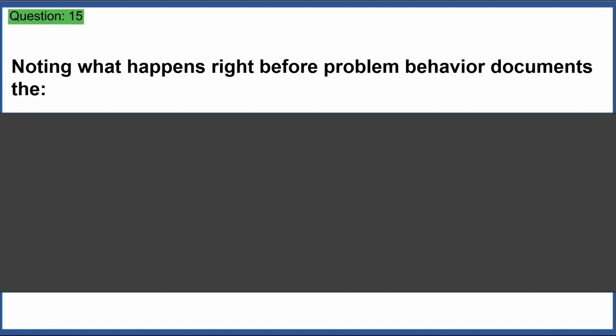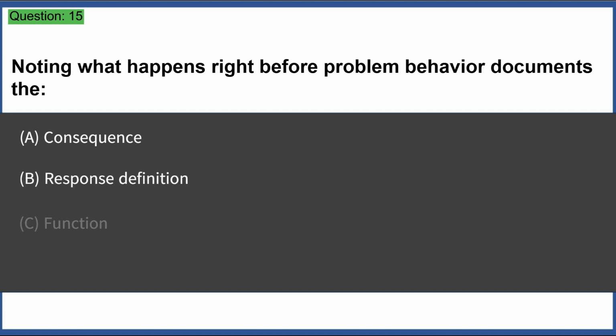Noting what happens right before problem behavior documents the A. Consequence. B. Response definition. C. Function. D. Antecedent. Answer D. Immediate precursors.